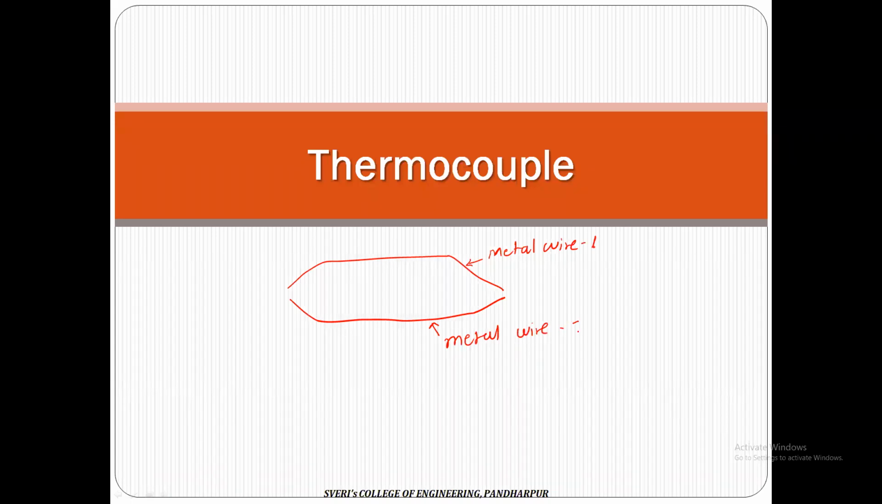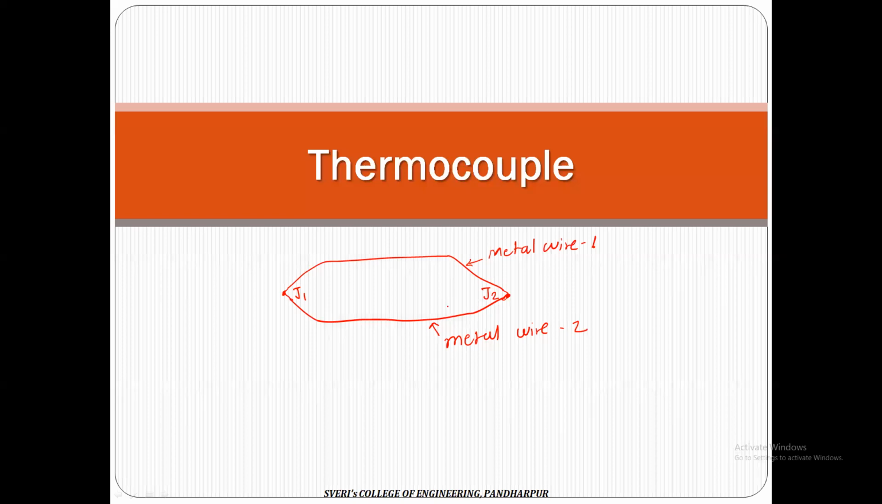Metal wire 2. Now when these 2 different metal wires, I say different, not the same metal, are joined together, connected together, 2 junctions are formed. Here I say that this is junction J1 and this is junction J2.